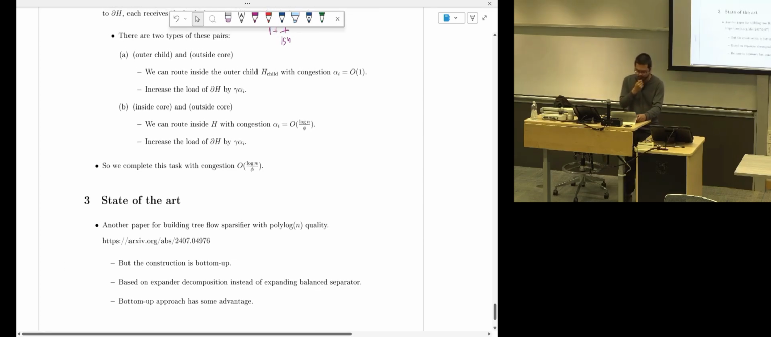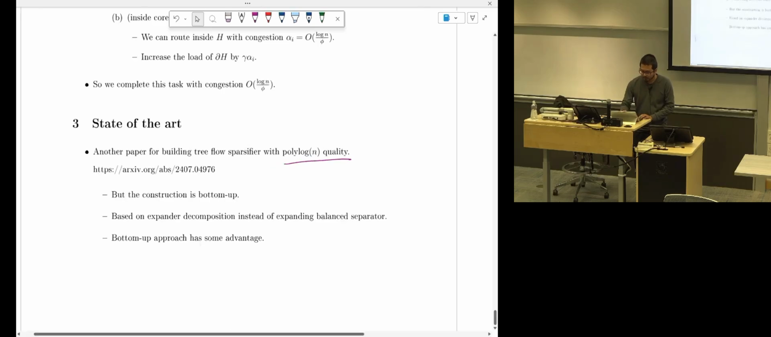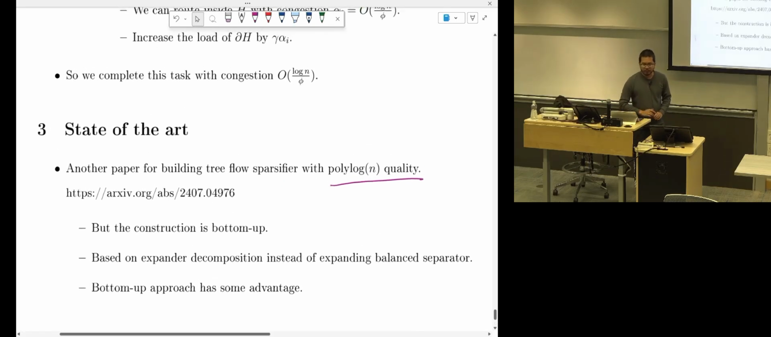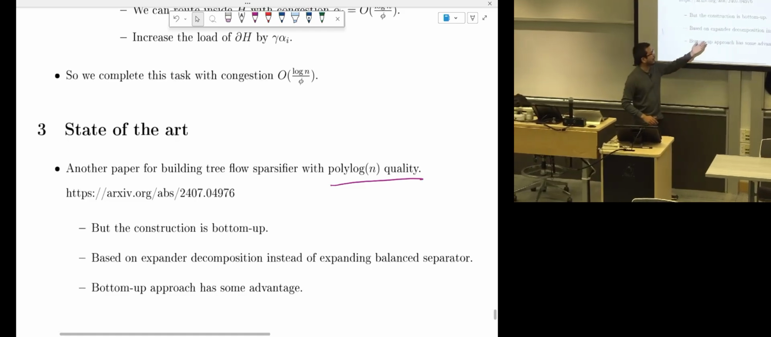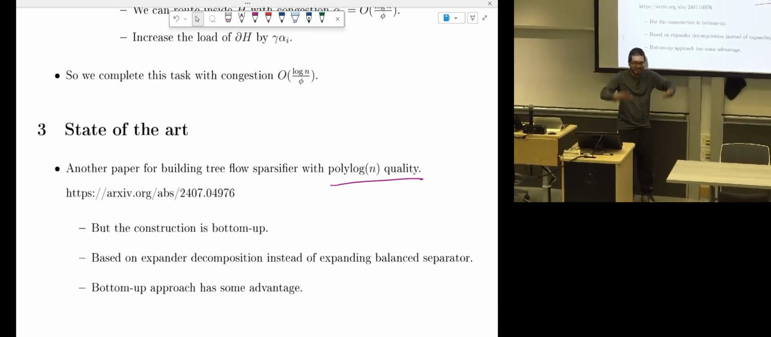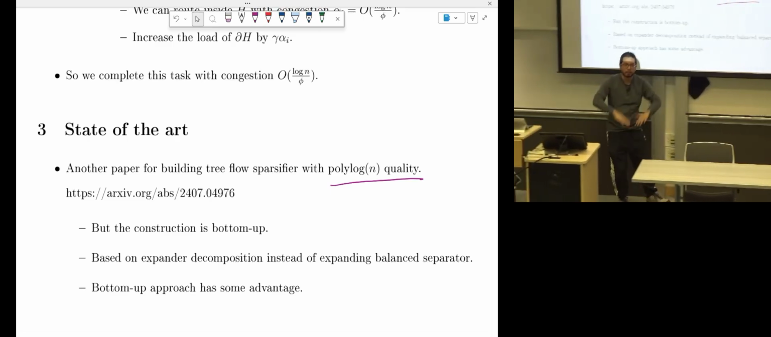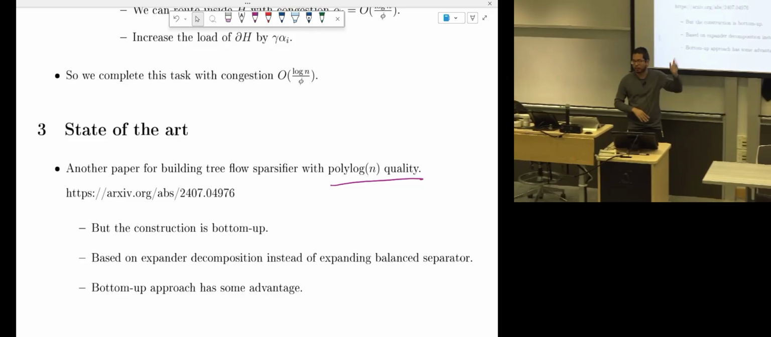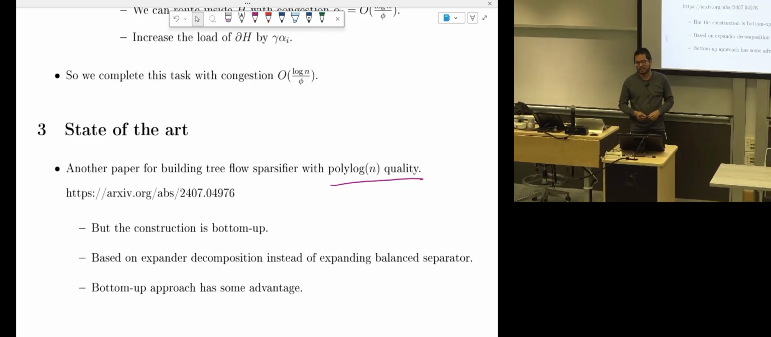Actually, let me mention one thing. There's another paper that built this flow sparsifier with polylog quality. The difference is that this construction is bottom up, and it's based on expander decomposition, which is bottom up, instead of the expander balanced operator, which is kind of top down, kind of orthogonal to what I presented today. And the bottom up approach has some advantages, but I will not talk about them today.